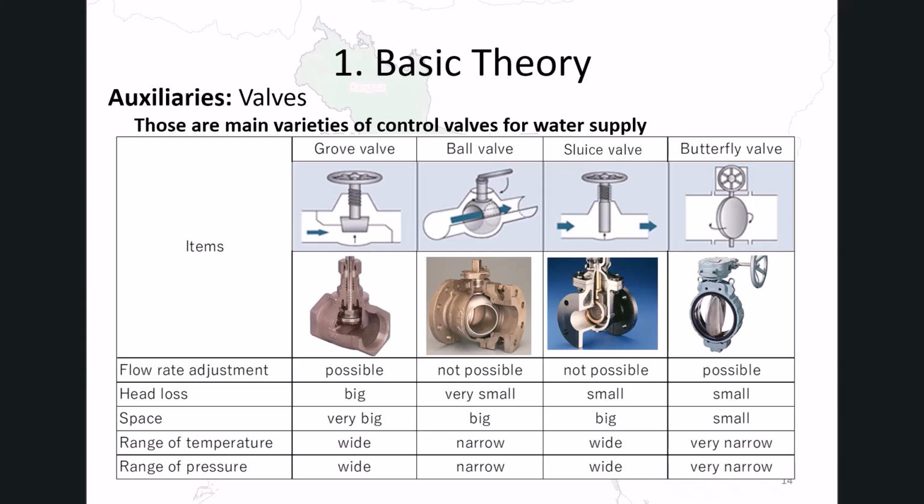Valves are essential for controlling water flow, isolating pipeline sections, and flushing pipelines. Sluice valves, butterfly valves, ball valves, and globe valves have different functions. Ball valves and sluice valves are not suitable for flow regulation because partial opening causes seal deterioration. Globe valves can regulate flow but result in higher head loss.